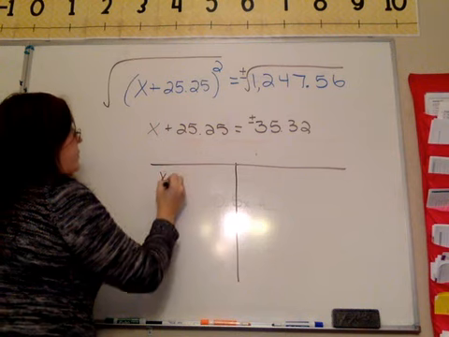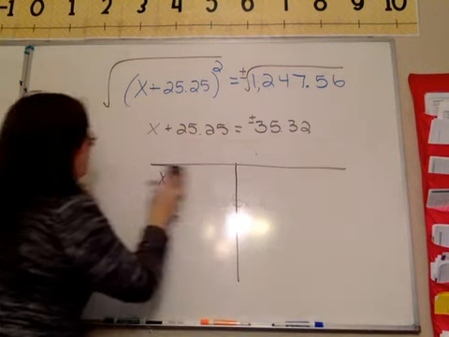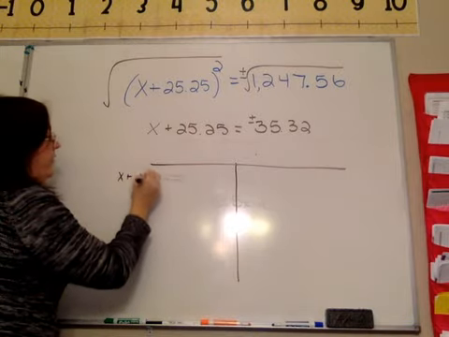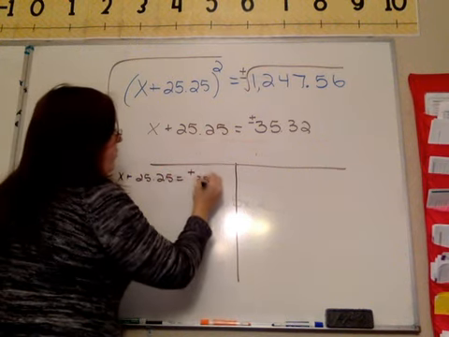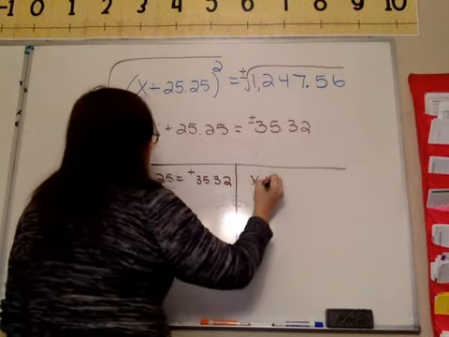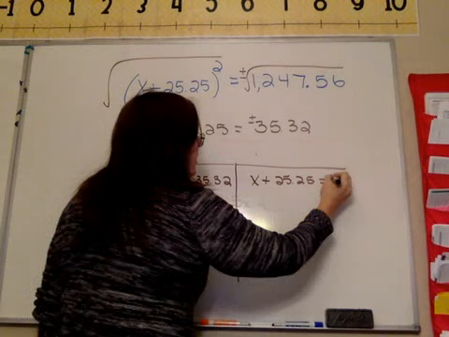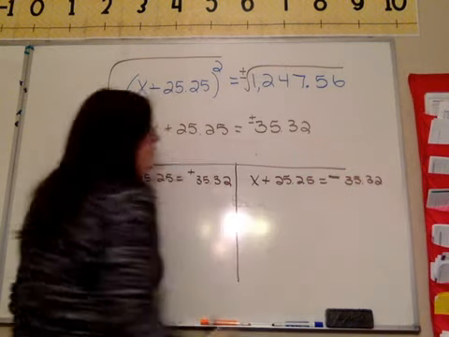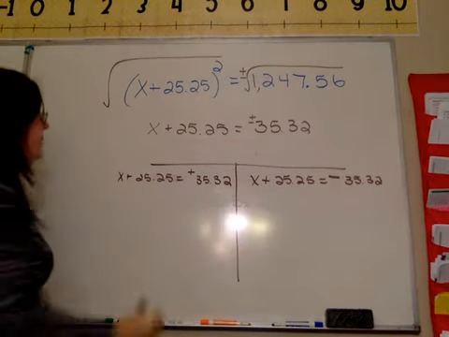You have x plus 25.25 equals a positive 35.32. And you have to do the other way. x plus 25.25 equals negative 35.32. Okay? Then you complete the math.